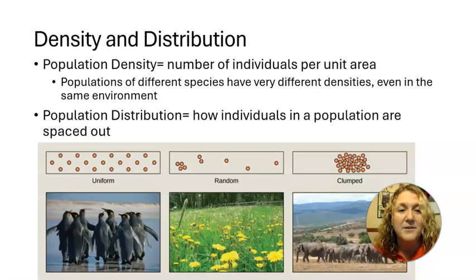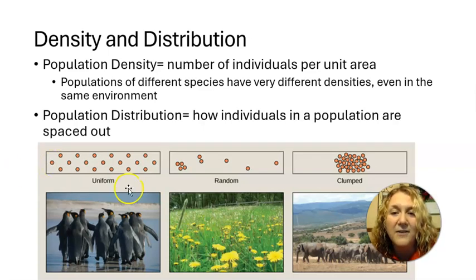And that's important for our next way that we study population growth, with density and distribution. So with population density, it's the numbers of individuals per unit area. So when we define the geographic range, we are going to get the unit area that we need to define population density. Populations of different species have very different densities, even within the same environment.